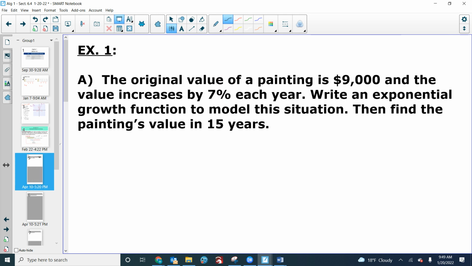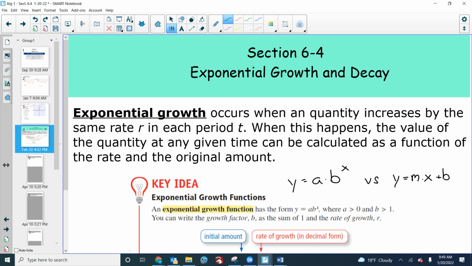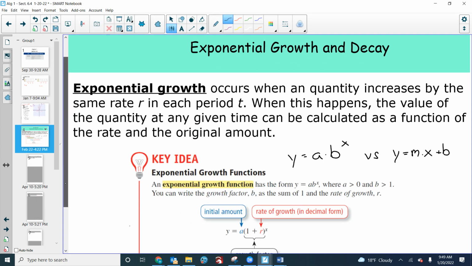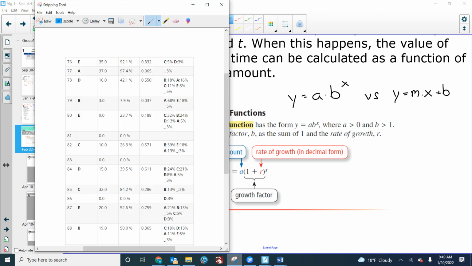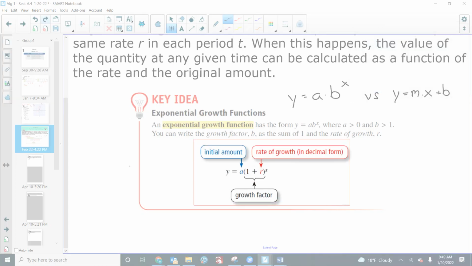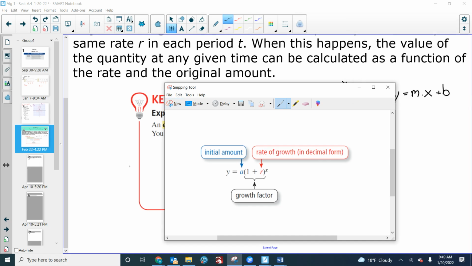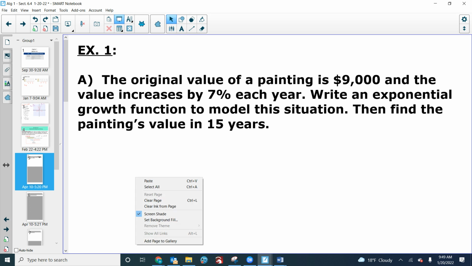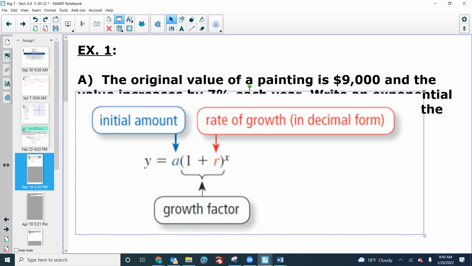All right, the original value of a painting. So let's keep this in mind as we go. I'm going to actually bring this over for us. You're going to want this formula nearby as you're doing problems.